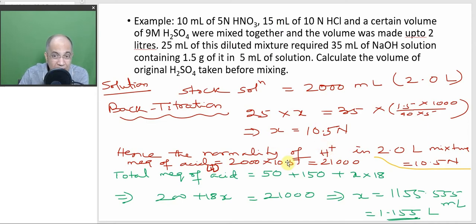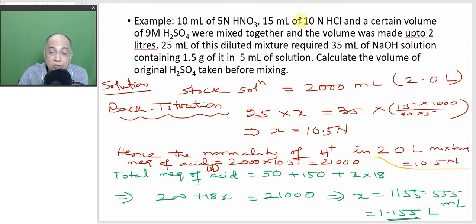Normality of acid means normality of H plus ion. So you remember that one equivalent of acid means it contains Avogadro's number, 1 mole of H plus ions, not loss and gain of electrons. So the normality that you got for the entire mixture is 10.5. That means 10.5 equivalents of H plus ions are present per liter of the solution. So hence the normality of H plus ion in the entire 2 liter solution is 10.5. So use the volume of the stock solution, 2000 into 10.5. 21,000 is the number of milliequivalents of H plus ion, right?